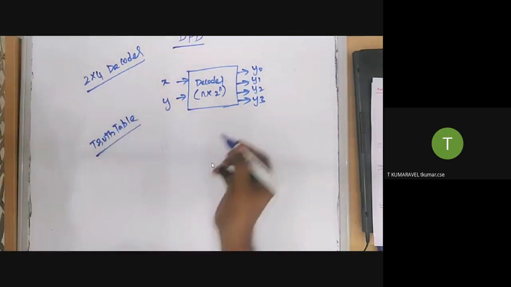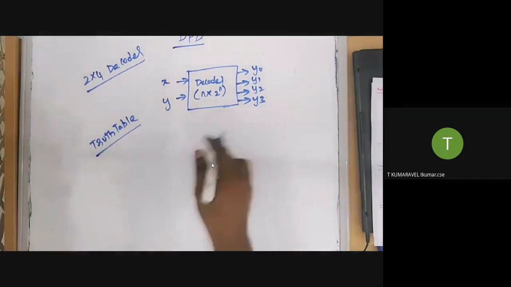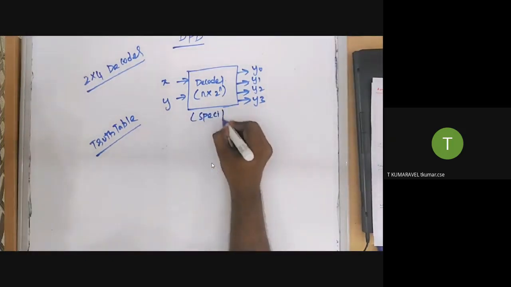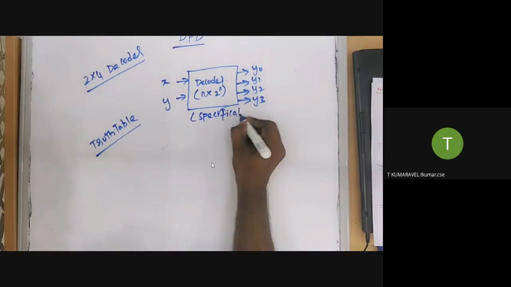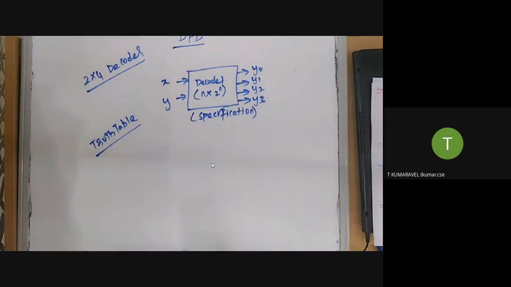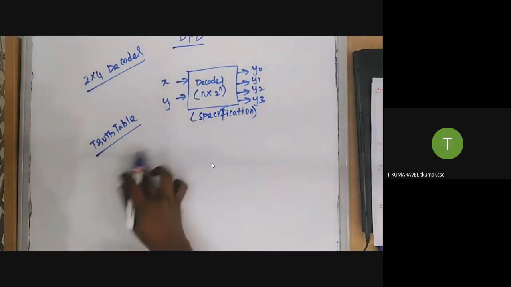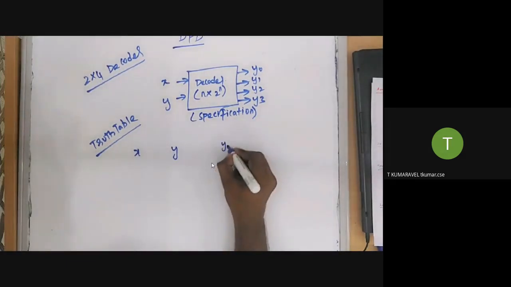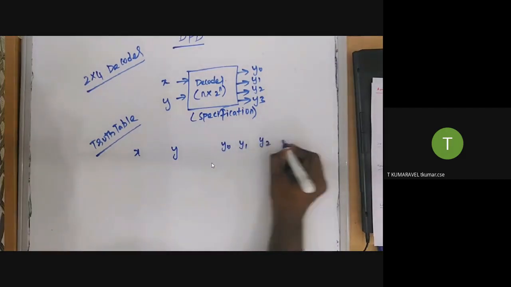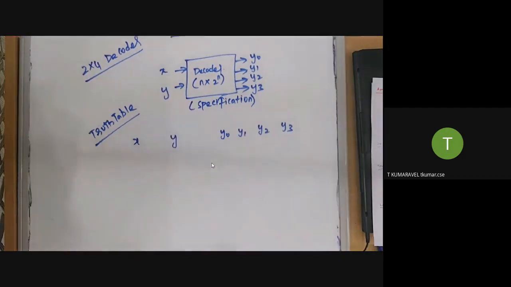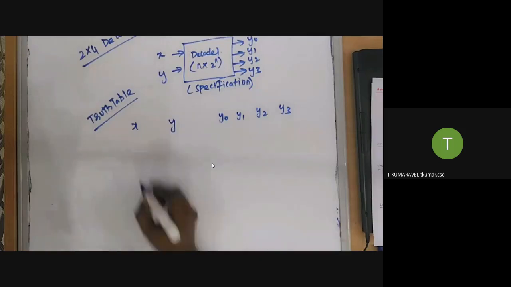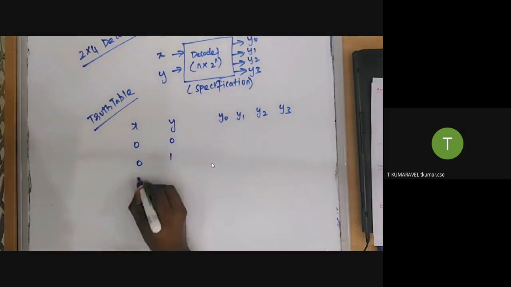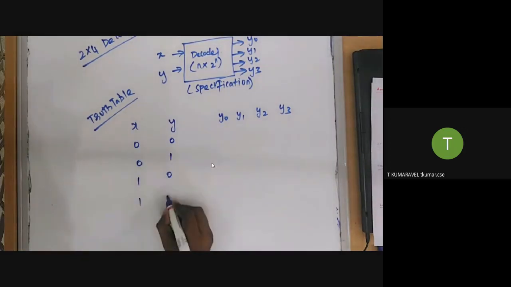Okay. So what I previously told, the diagrammatic specification can be written as the truth table. The inputs are x, y. The outputs are y0, y1, y2, y3. This is a two variable function. Two variable means how many combinations are available? 0 0, 0 1, 1 0, 1 1.